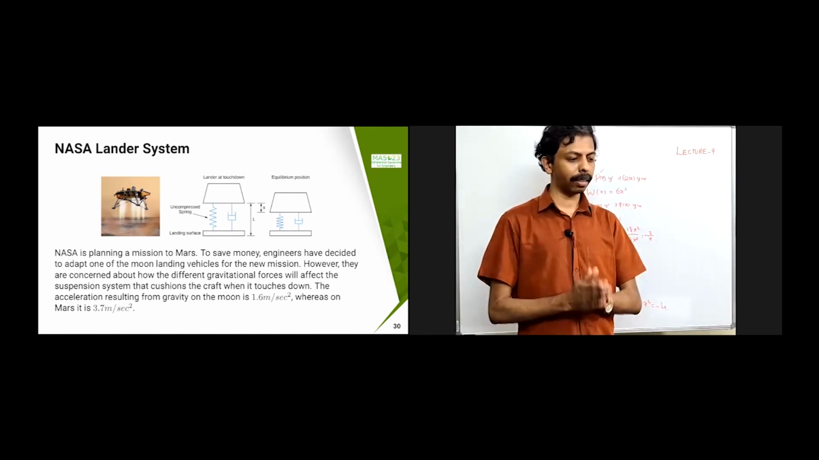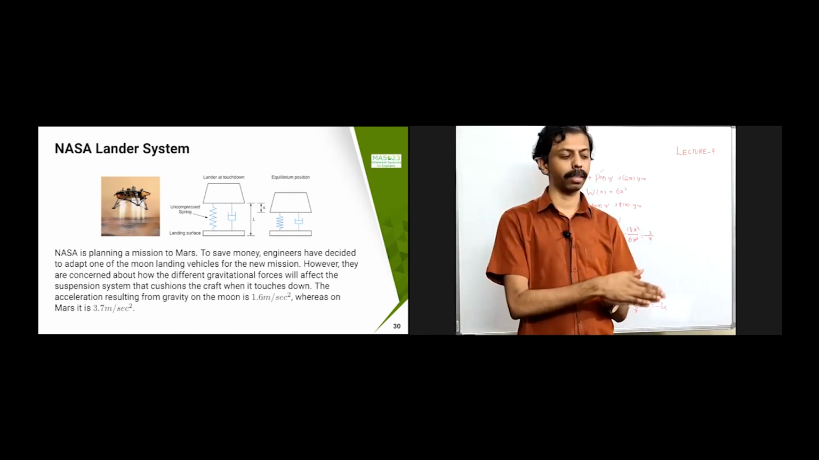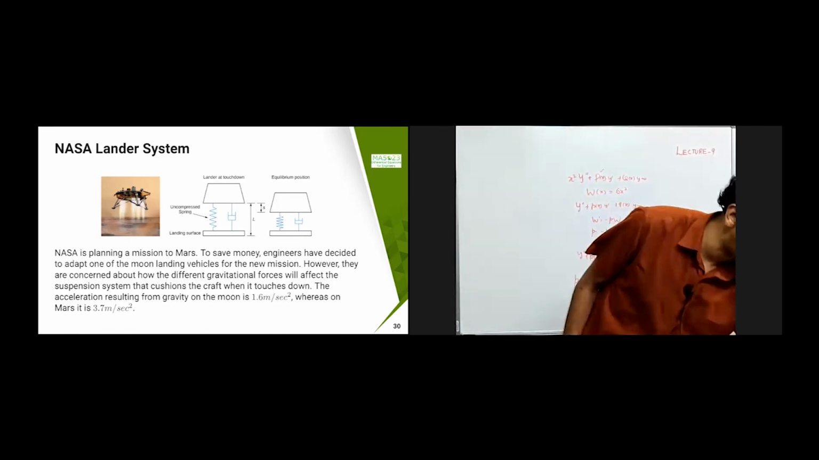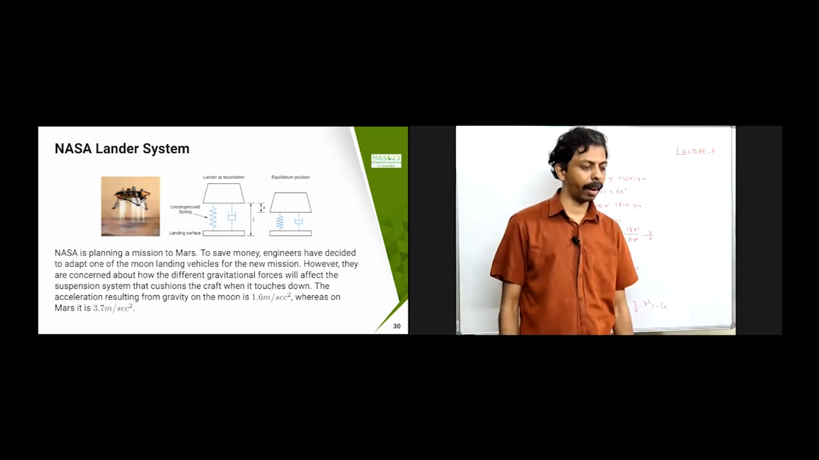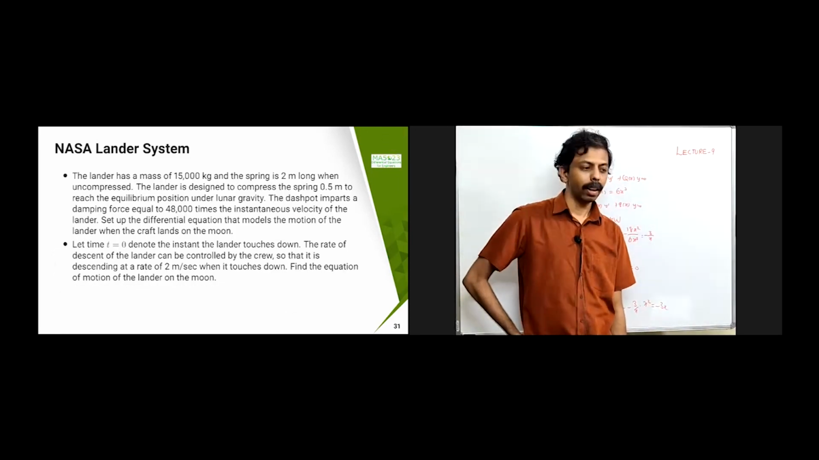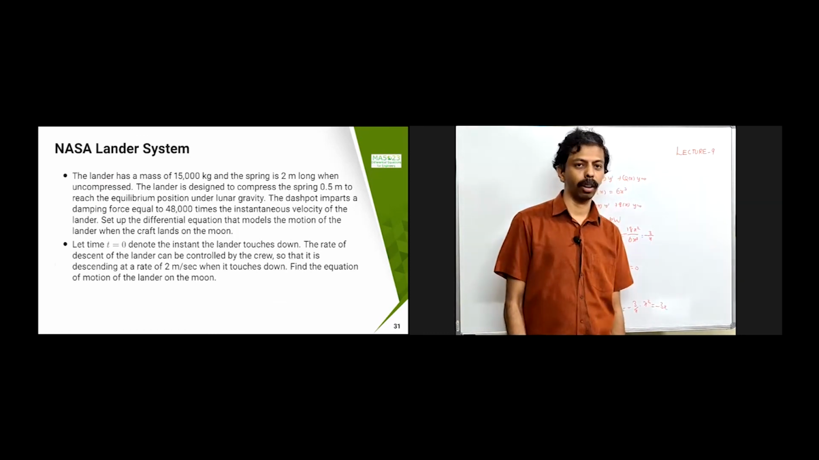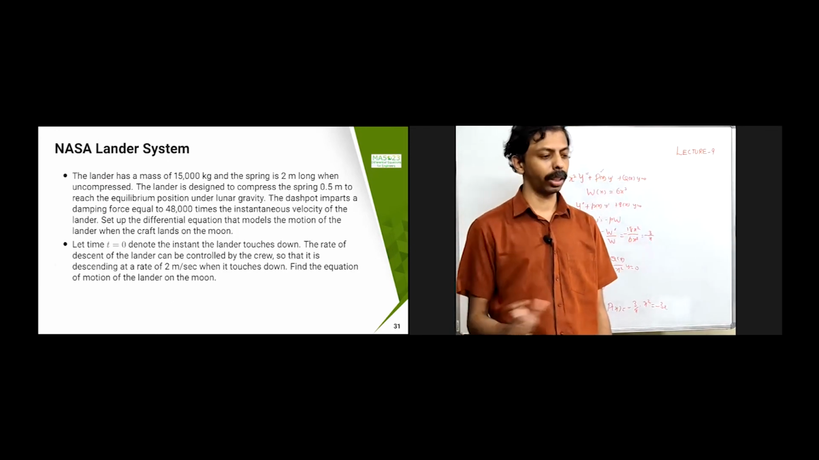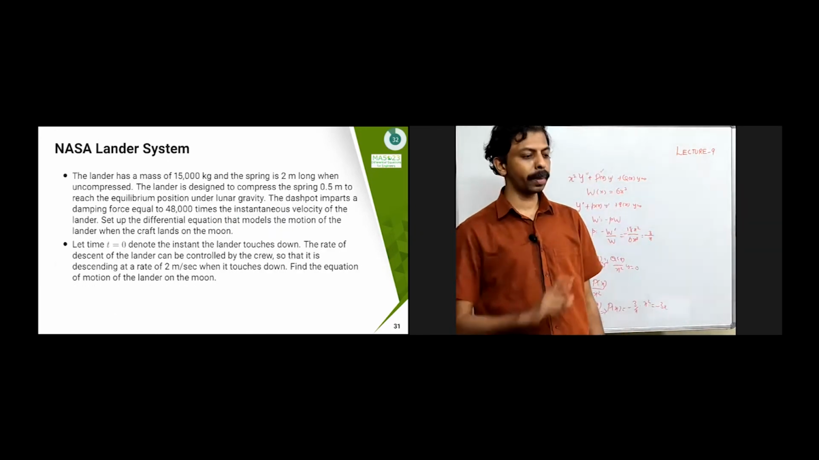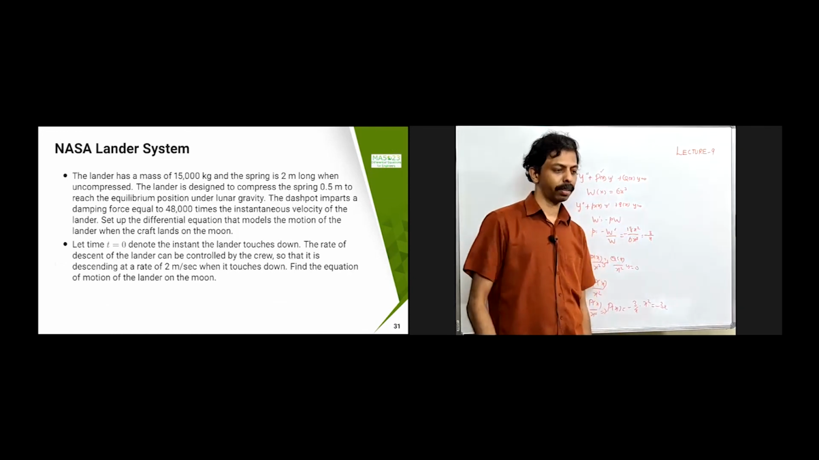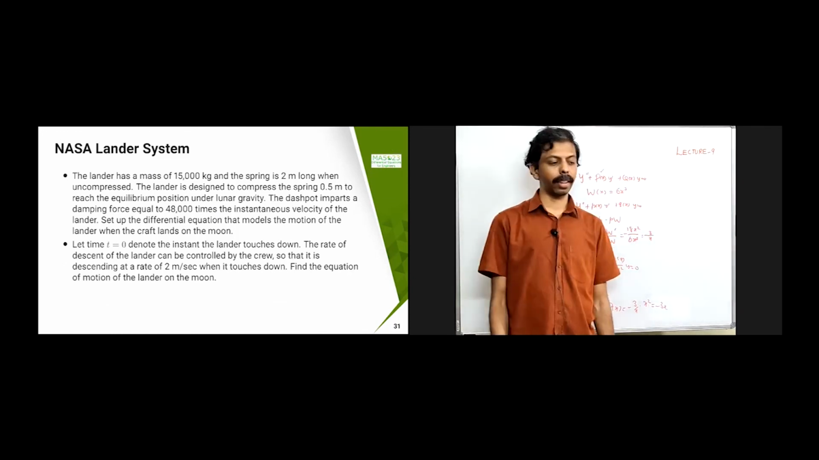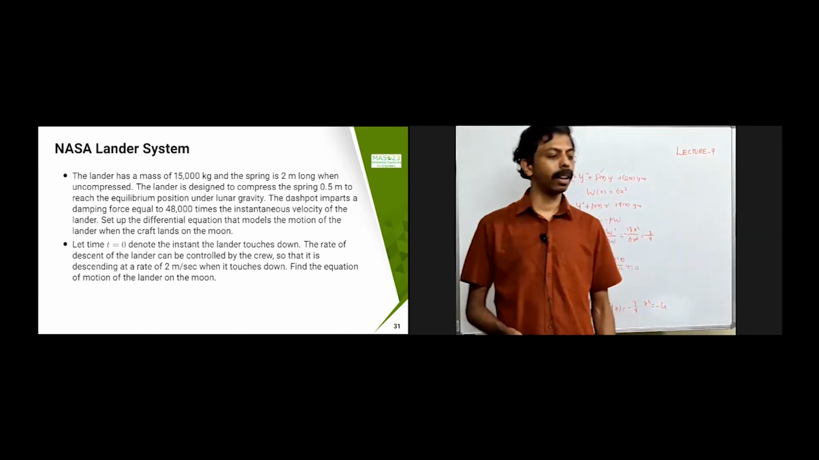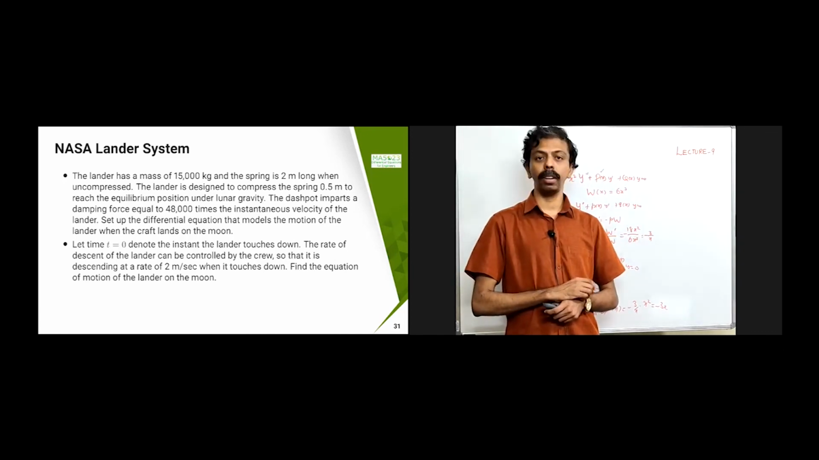The acceleration due to gravity on the Moon is given as 1.6 meters per second squared, whereas on Mars it is 3.7 meters per second squared. Now, the lander has a mass of 15,000 kilograms, and the spring is 2 meters long when uncompressed. The lander was designed to compress the spring 0.5 meter to reach the equilibrium position under the lunar gravity.